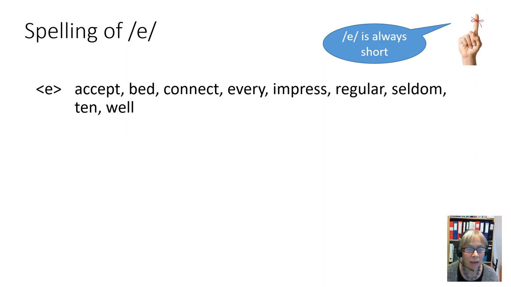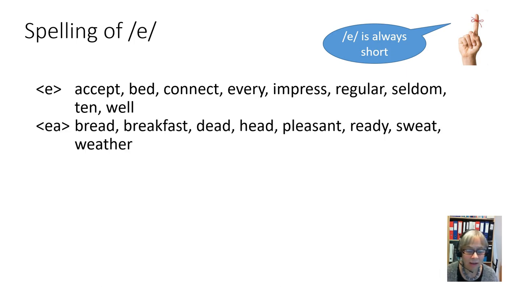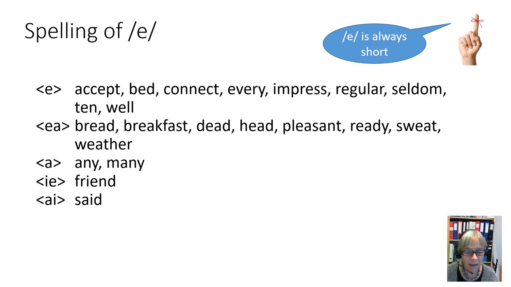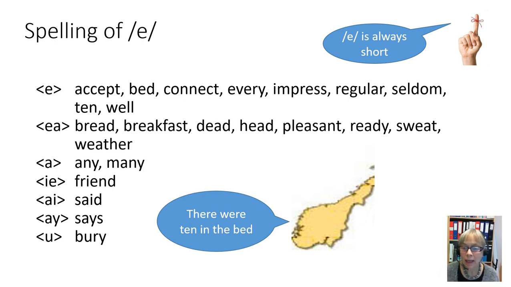The short E can be spelled like E, except, bed, connect, every. EA, bread, breakfast. A, any, many. IE, friend. AI, said. AY, says. And U, Barry. Now, this is not a big problem for most of us.